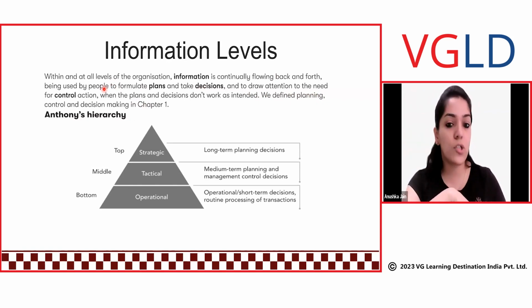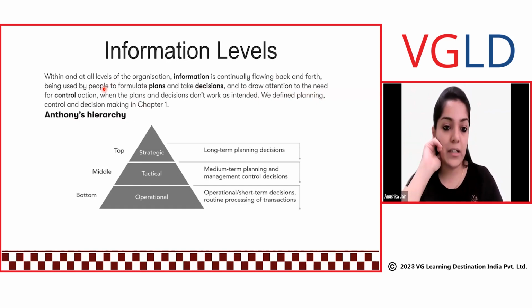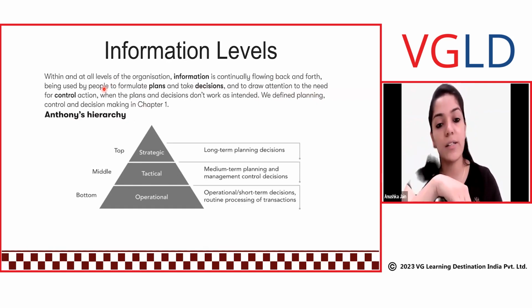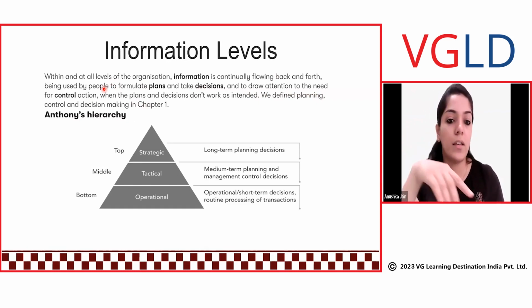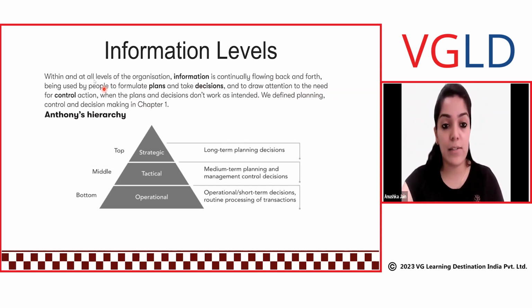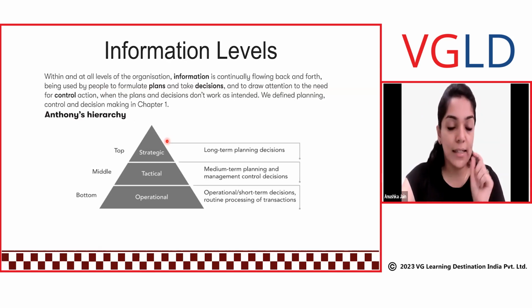When the plans and decisions don't work as intended. We defined planning, control, and decision making in chapter 1. So we had one slide devoted to the definition. So we already know what planning, control, and decision making mean. Now, Anthony's hierarchy helps us to give levels to the information. This is the first graph which you should add in your summary deck. The name of the tab should be Anthony's hierarchy.